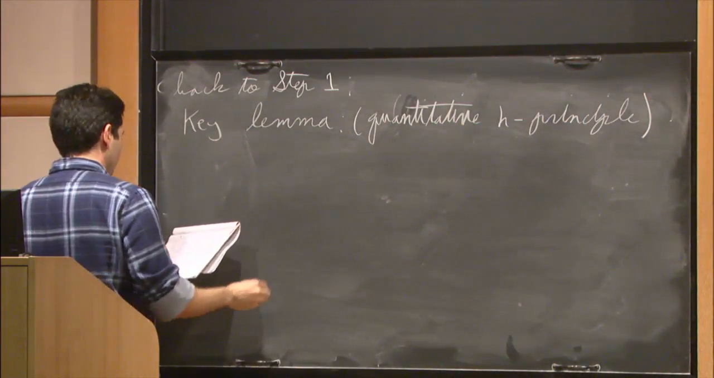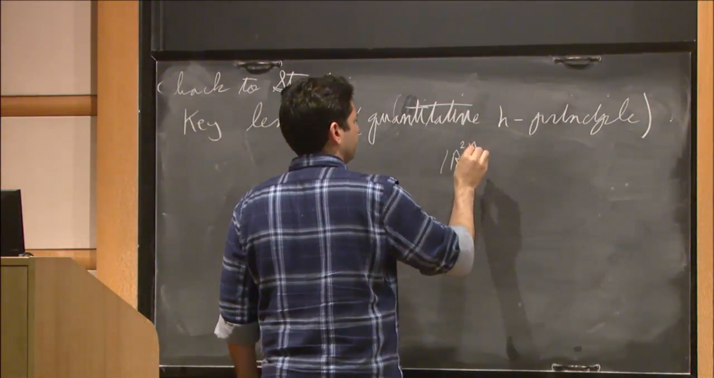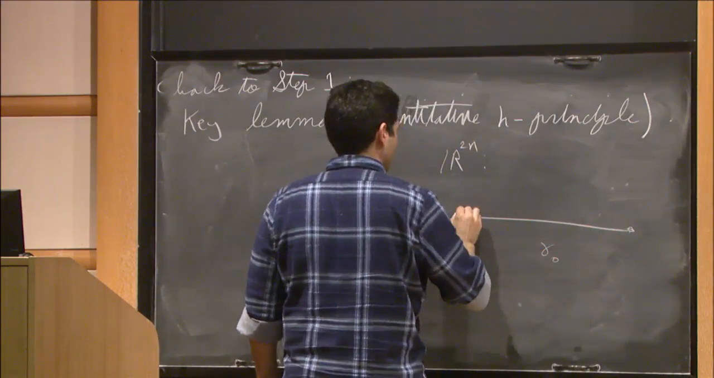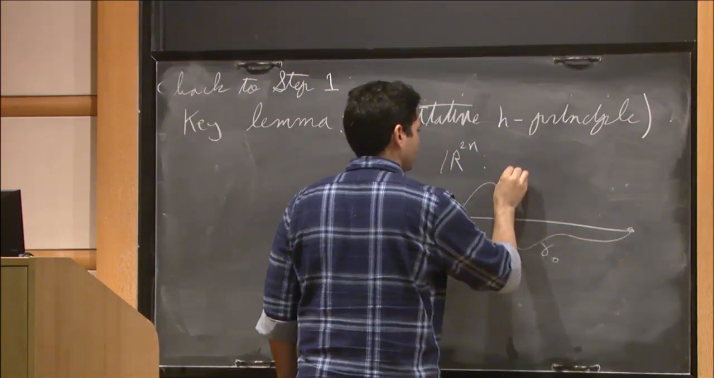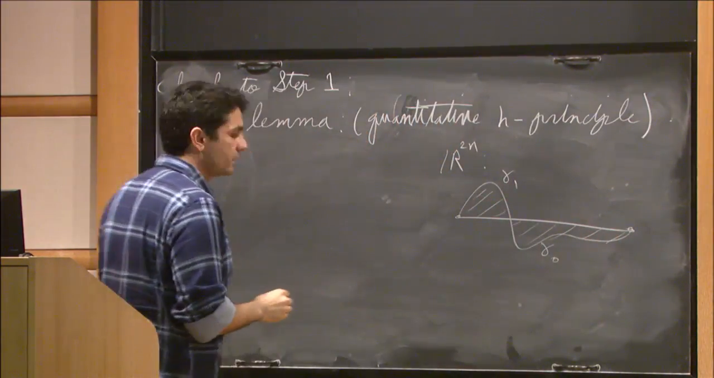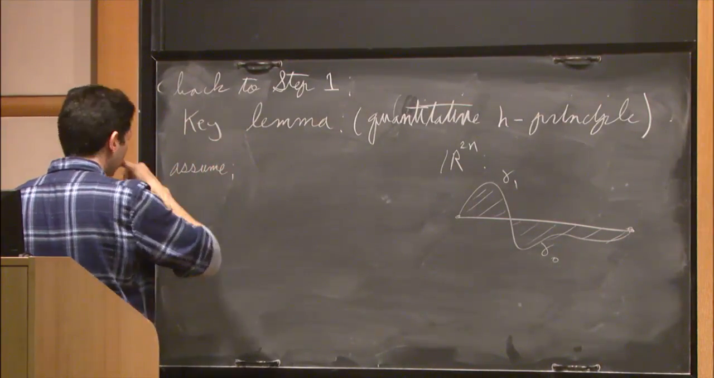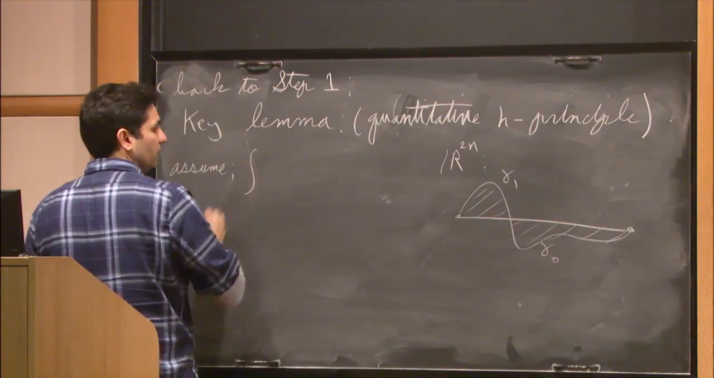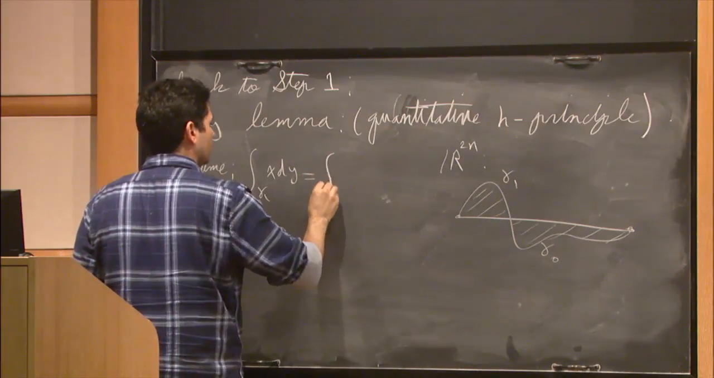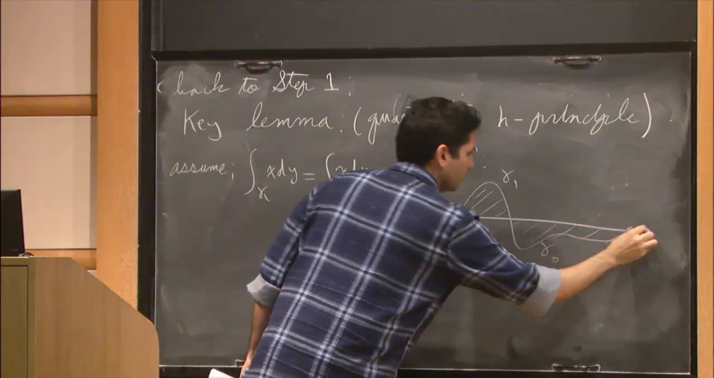So here's the key lemma. Suppose you have two curves in R2n. Let's say they look like this. Here's gamma 0, and here's gamma 1. I'm going to assume that the area between the two curves is 0. So assume the integral of x dy over gamma 1 is equal to the integral of x dy over gamma 0. Let's call these endpoints P and Q.